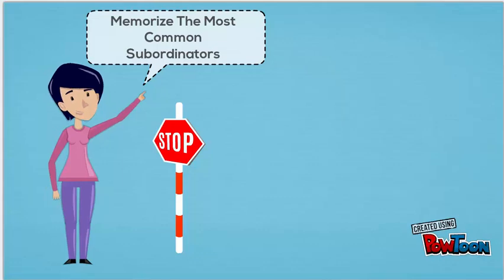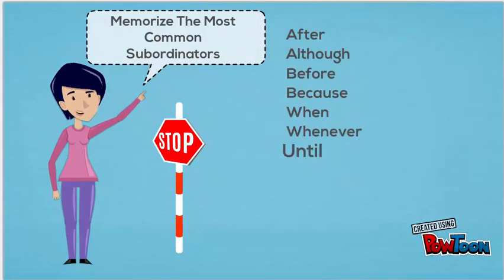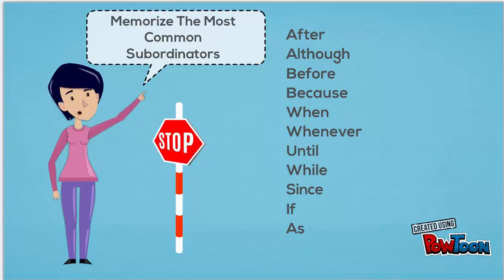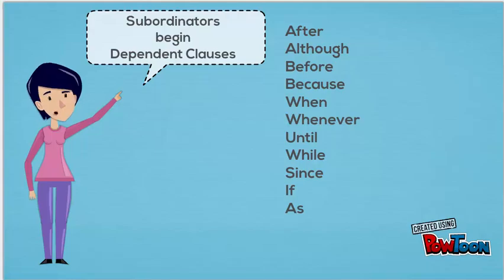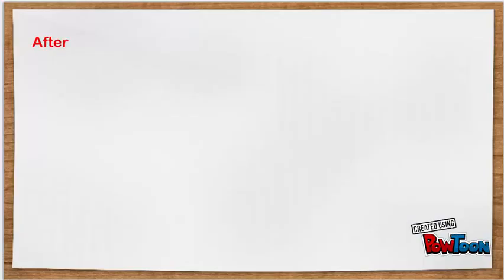Stop for a minute and memorize the most common subordinators: after, although, before, because, when, whenever, until, while, since, if, and as. Subordinators always begin dependent clauses.